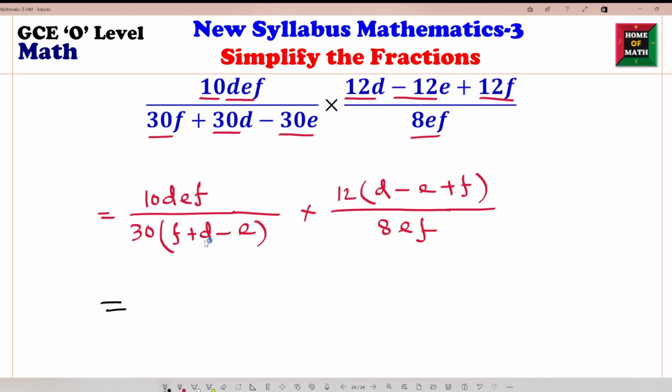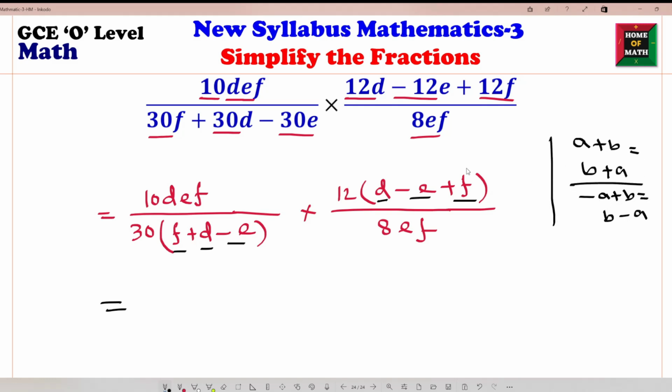Look, here is F + D − E. Here is also the same thing, F + D − E. The signs are the same but the sequence is different. It's no problem because A plus B or B plus A is the same thing, similarly a minus a plus b or b minus a are also the same.